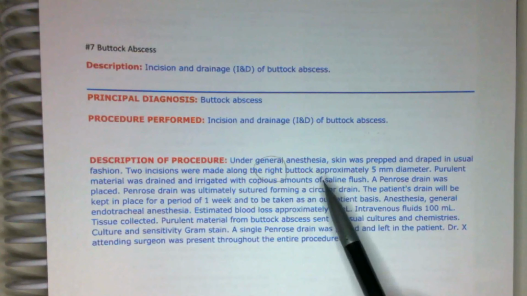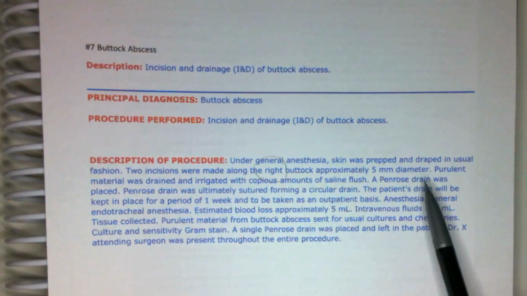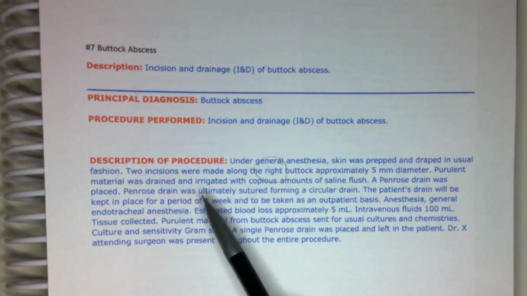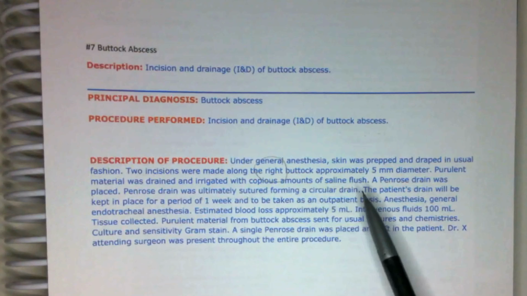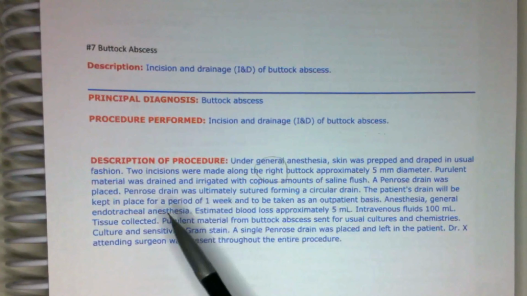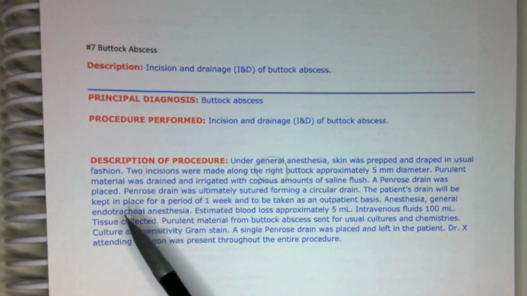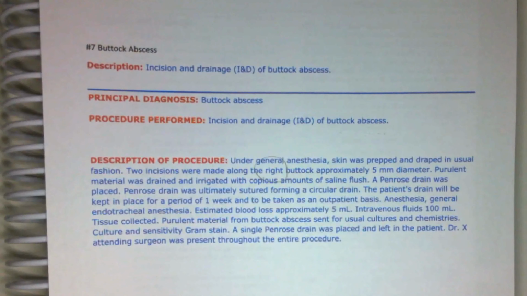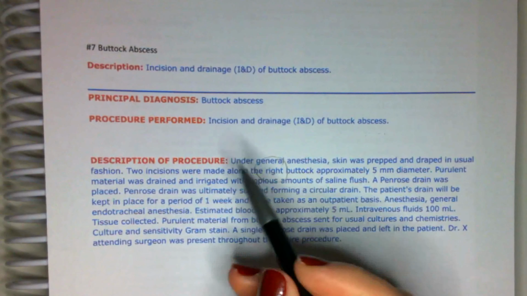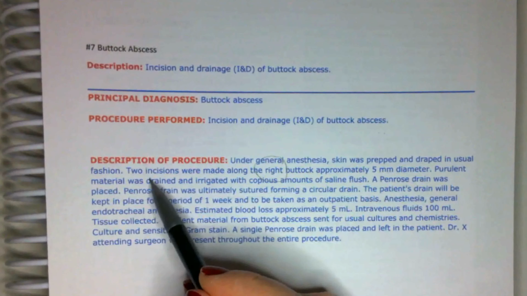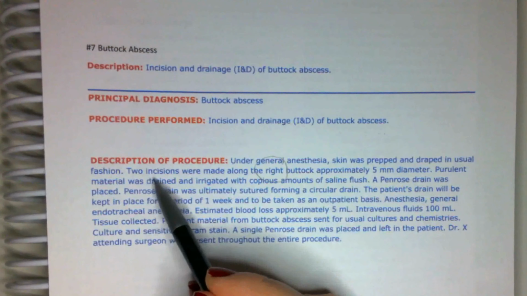Right buttock abscess, approximately 5 millimeters in diameter. Purulent material was drained and irrigated with copious amounts of saline flush. A Penrose drain was placed. Penrose drain was ultimately sutured, forming a circular drain. Now that's something that does come into play quite a bit, and I'll explain to you why in a second after I finish reading this, but the drain when it comes to I&Ds is significant.